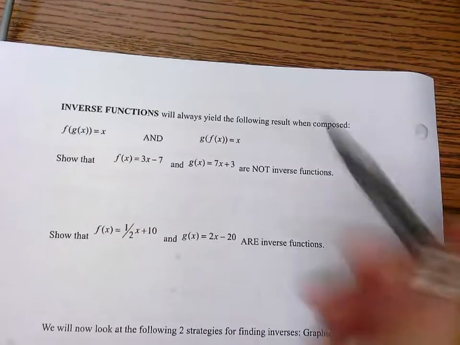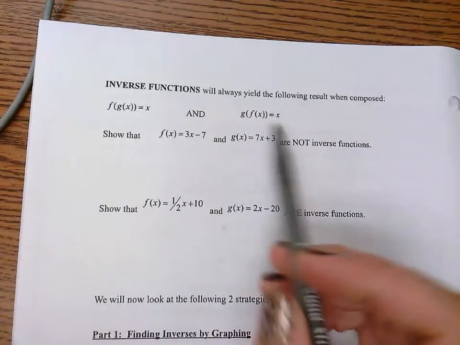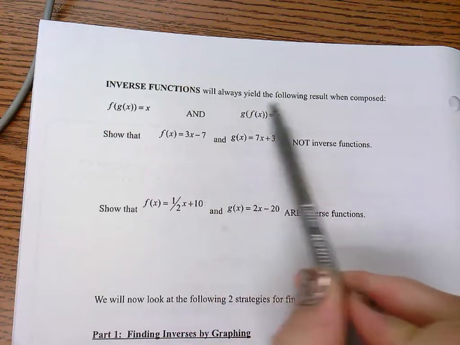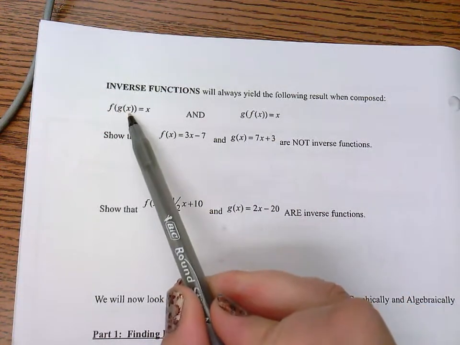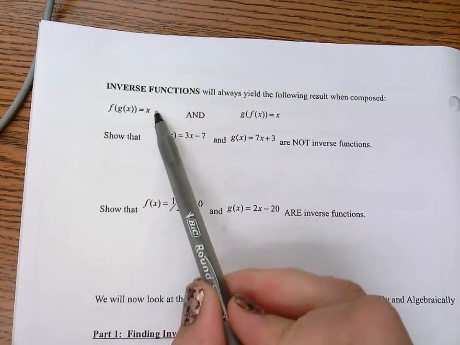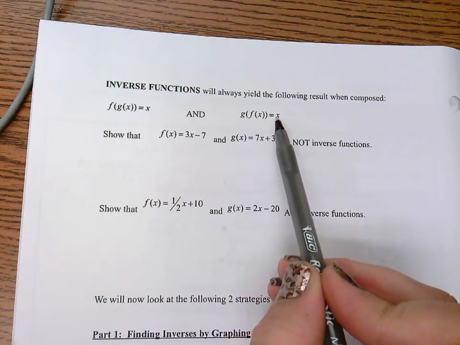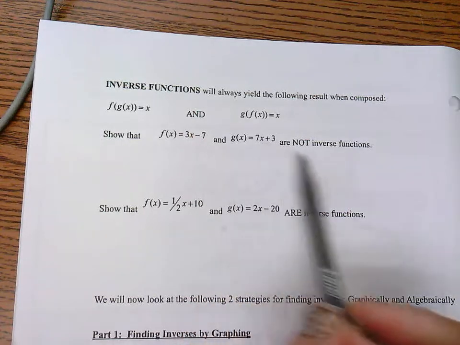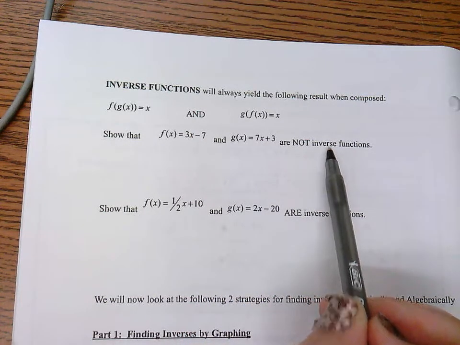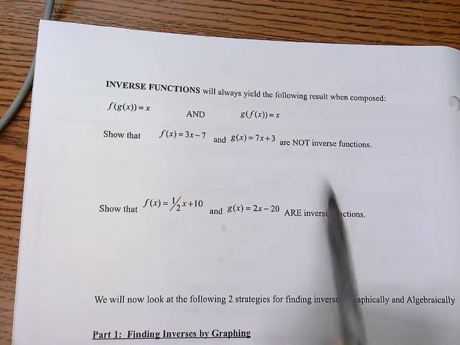All right, so we talked about composition of functions last time. And so an inverse function will always yield the following result when composed. If you put g inside f, everything will cancel and you'll get x. And if you put f inside g, everything will cancel and you'll get x. So I wanted you to show that these two functions are not inverses of each other, and these two functions are inverses of each other. So let's do this one first.